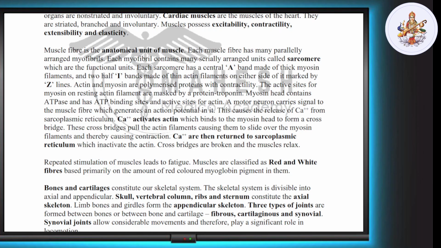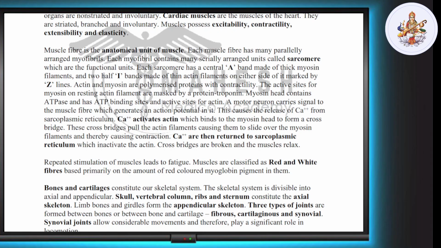Muscles are also categorized based on myoglobin content. Red fibers, rich in myoglobin and mitochondria, suitable for endurance. White fibers, low in myoglobin, adapted for quick, powerful actions. Skeletal system overview. Now, movement is not possible without the bones. The axial skeleton includes the skull, vertebral column, ribs, and sternum. The appendicular skeleton includes limb bones and the girdles.